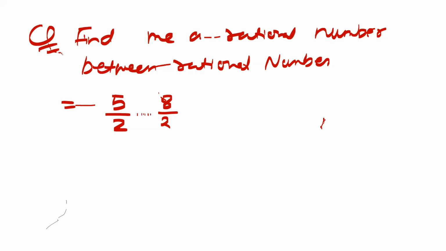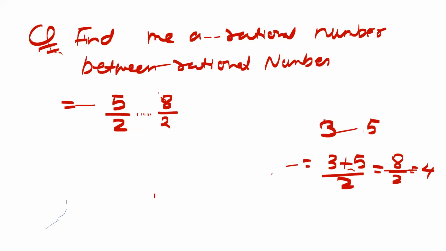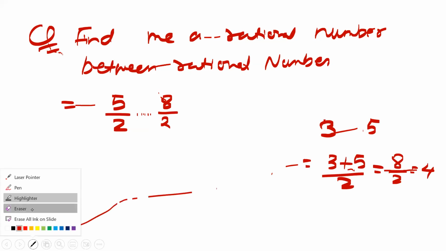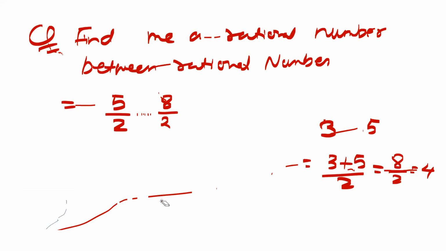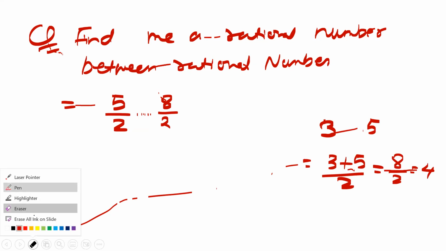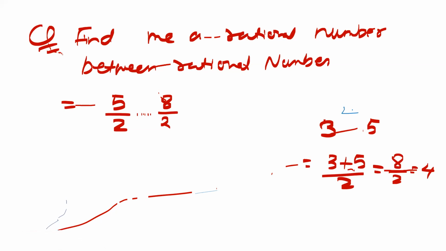If I say find me a number between 3 and 5, what do we simply do? We add 3 and 5 and divide by 2. What do we get? 8 upon 2, that is 4. So 4 is the number lying between 3 and 5. Similarly, we can apply the same method to find the rational number between two rational numbers as well.